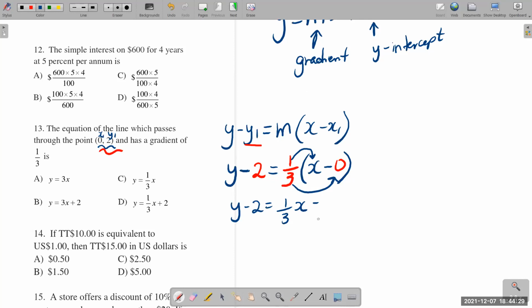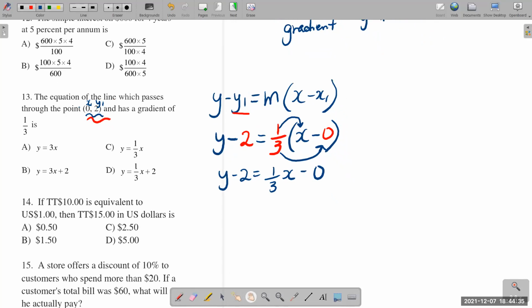Anything times 0 is 0. So it's minus 0. Everybody see that? So what we're going to end up with? We're going to end up with y minus 2 is equal to 1/3 x. But can we leave our equation like this? We cannot, because we must make it look like the standard one.